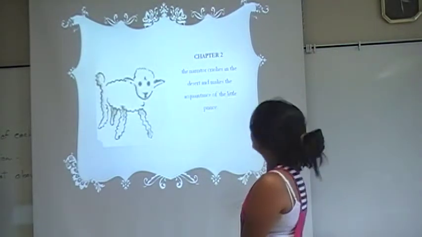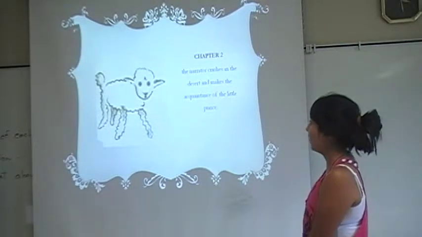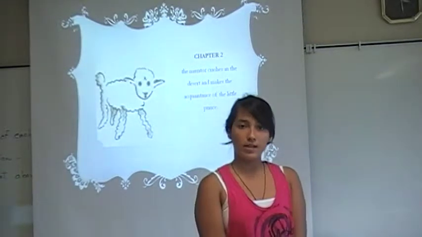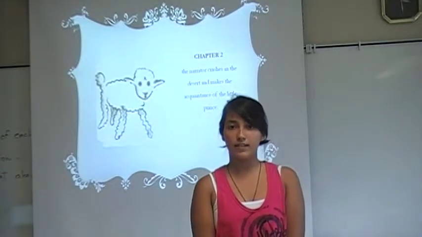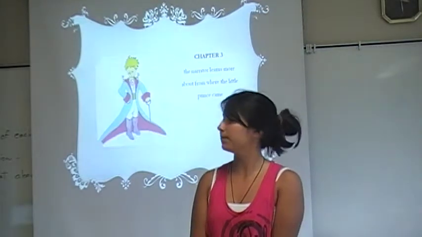Chapter 2. The narrator crashes in the desert and makes the acquaintance of the Little Prince. The narrator meets the Little Prince and he asks him to draw a ship. Then he draws him a box.